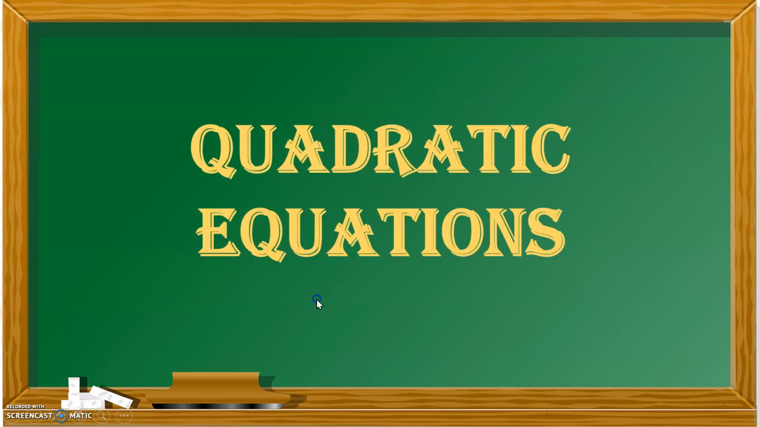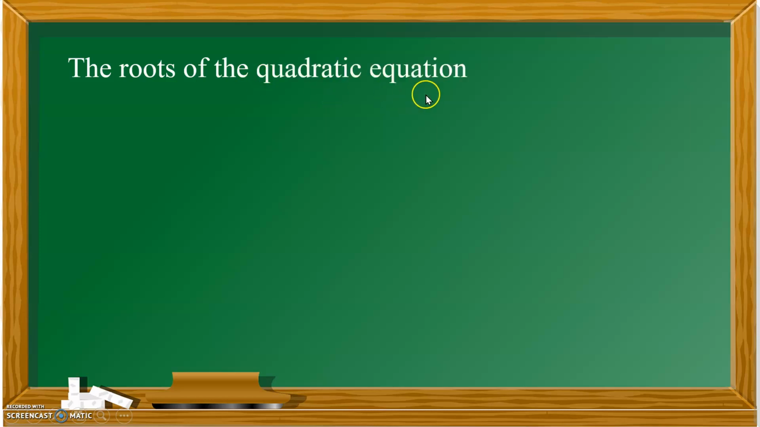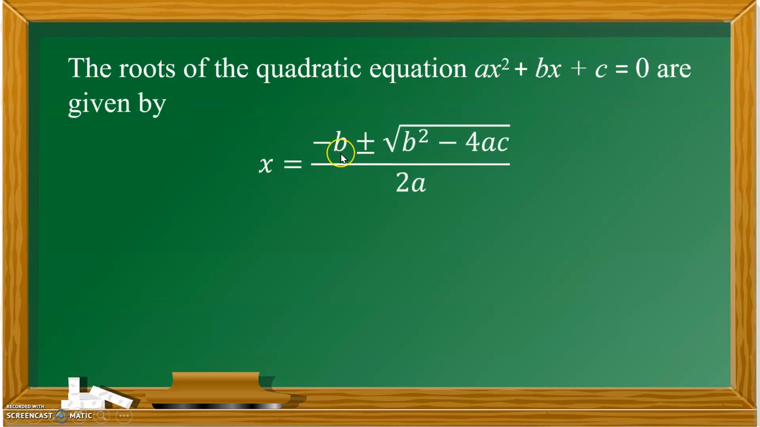Hello students, in today's video on quadratic equations, we will be studying sums number 1 and 2 of practice set 2.5. Let us quickly revise certain concepts which you have learned earlier. The roots of the quadratic equation ax square plus bx plus c equal to 0 are given by the formula x is equal to minus b plus or minus square root of b square minus 4ac upon 2a.